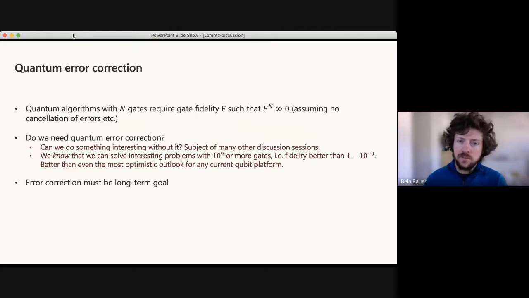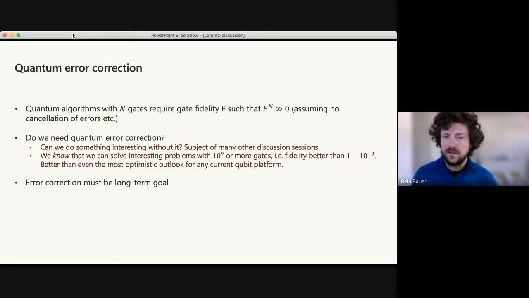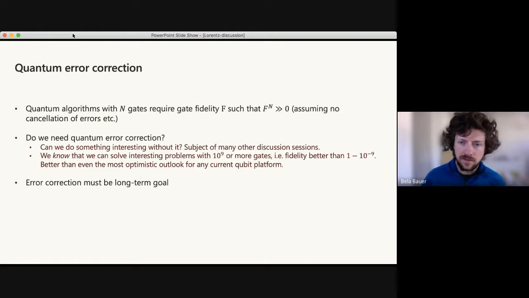So why do we need quantum error correction? This is probably obvious for everyone. If we want a quantum algorithm with n gates, we need some fidelity f such that f to the n is larger than 0. This is assuming that there's no magic cancellation of errors and so on. Basically, the physical fidelity of a qubit places some constraint on how many gates we can execute. So the question is, can we do something interesting without error correction? Maybe that's the right question to ask.